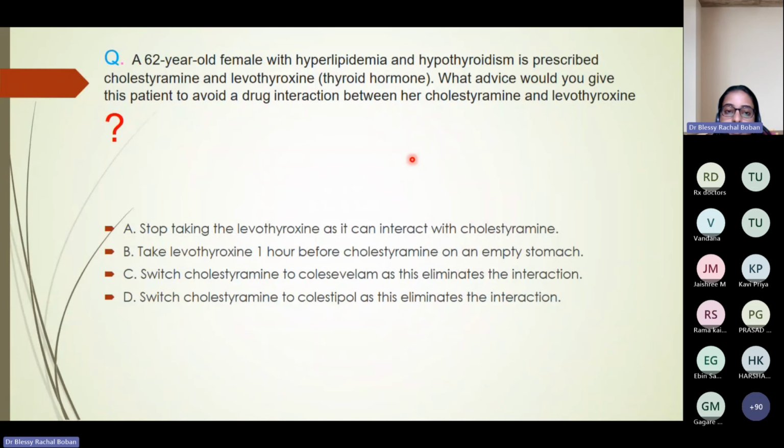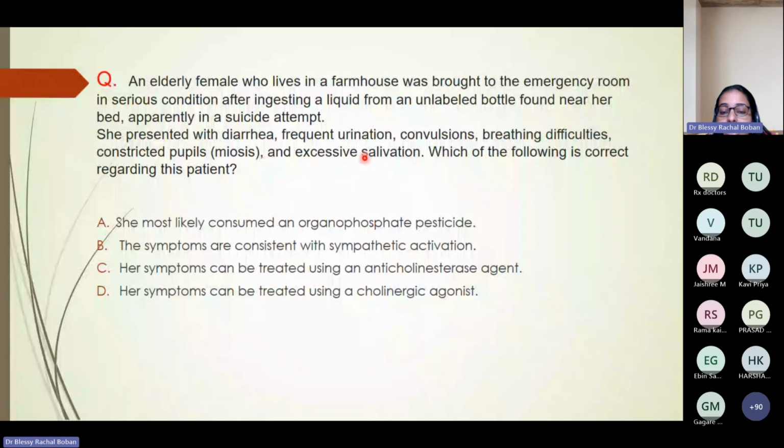So you can see the next question. An elderly female lives in a farmhouse. She was taken to the emergency department. She had ingested some liquid from an unlabeled bottle in a kind of suicide attempt. She presented with diarrhea, frequent urination, convulsions, pupil constriction, and excessive salivation. You can see body secretions are increased. So see the option: she most likely consumed an organophosphate pesticide.